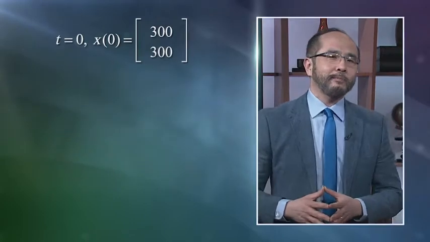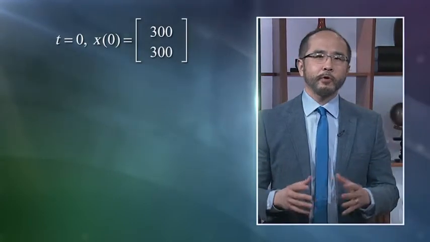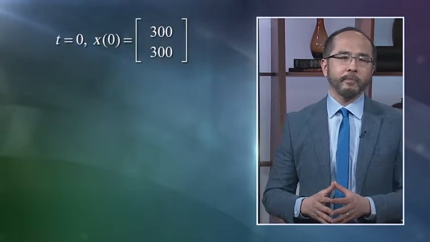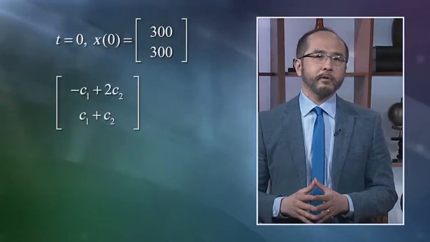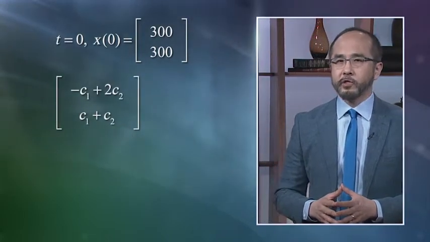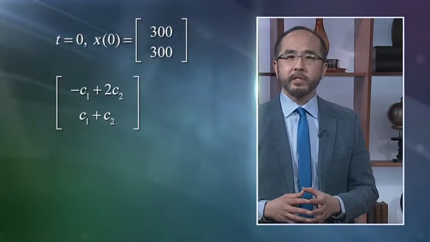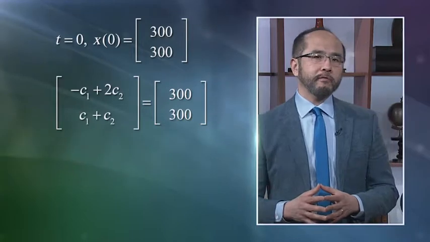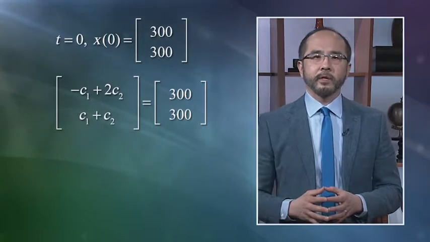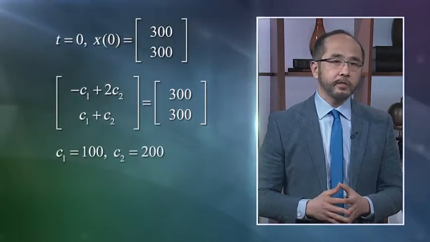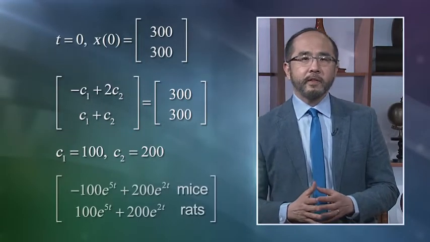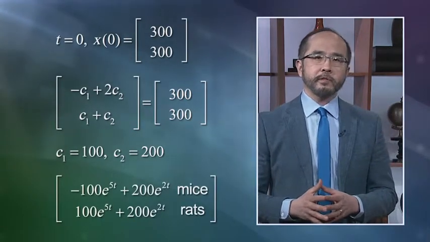The constants C1 and C2 can be found using given initial conditions if you have some. So for instance, suppose both mice and rat populations are both 300 at time t equals 0. Then if you plug in t equals 0 to the general solution, you'll get the vector with entries minus C1 plus 2C2 and C1 plus C2. This must be the population vector 300, 300. So solve for the constants and you'll find C1 equals 100 and C2 equals 200. In that case, the general solution becomes this specific solution.